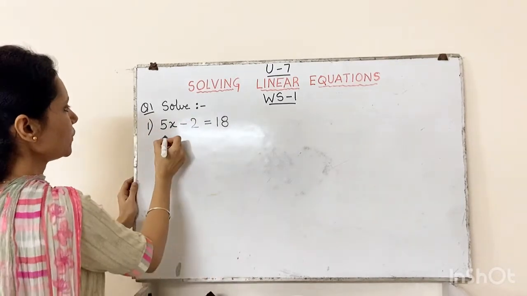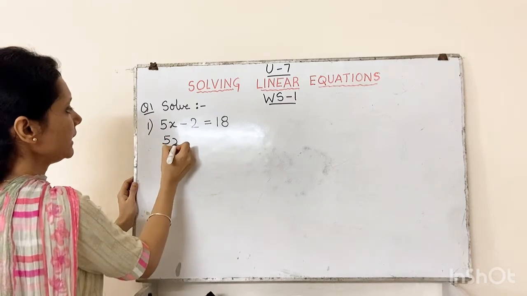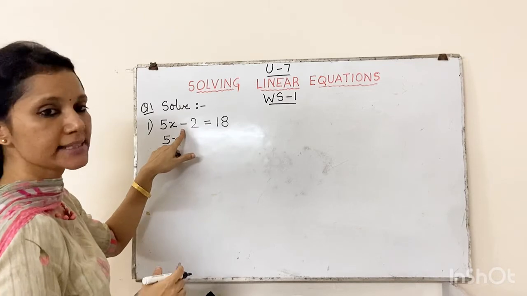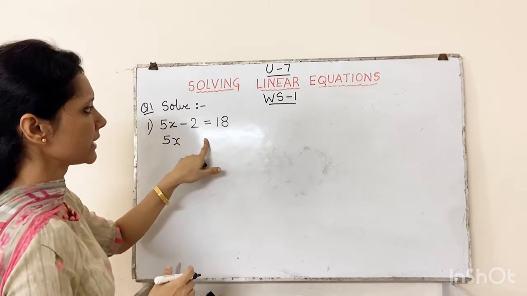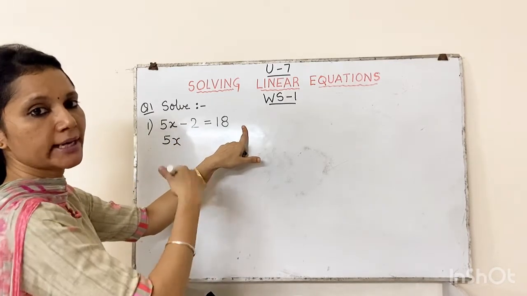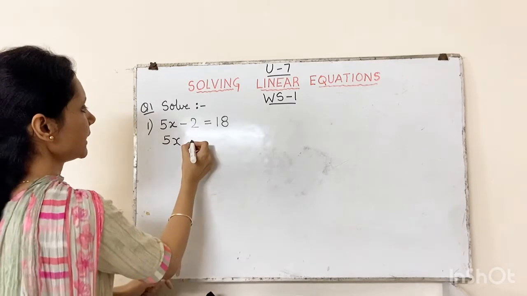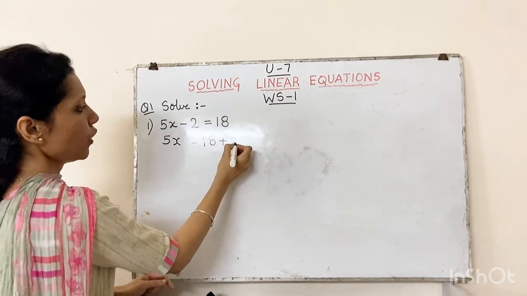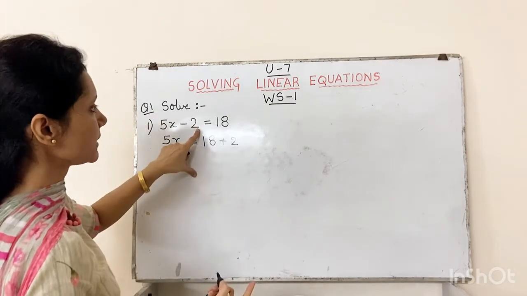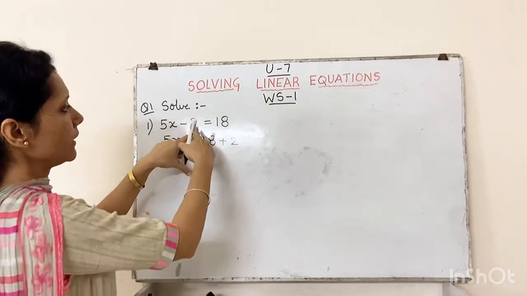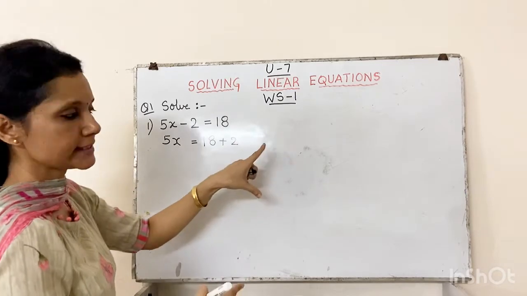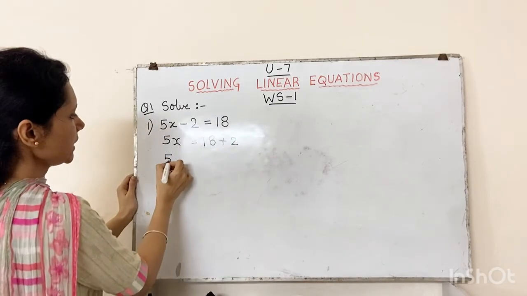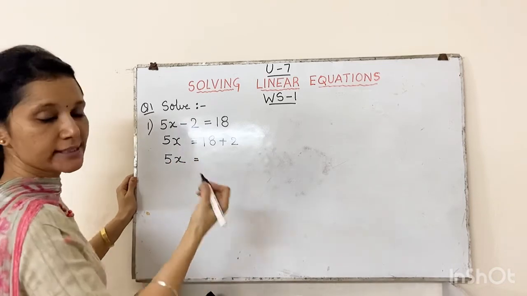So what we would do is we will leave 5x on the left hand side of equal to. Now here 2 is getting subtracted. So when we will transpose it to the other side, it would get added on the right hand side. So this would become 18 plus 2. Or you can say is, here the sign of 2 is negative. So when we would transpose it to the right hand side, its sign would become positive. So let's solve it further. 5x is equal to, what is 18 plus 2?